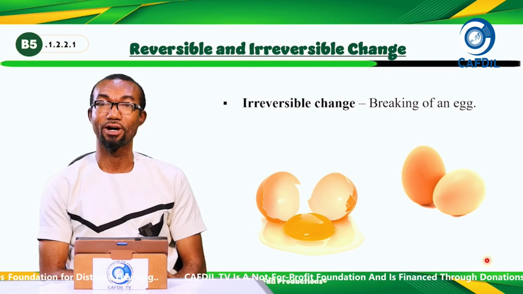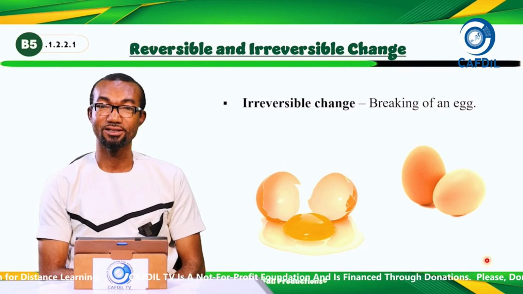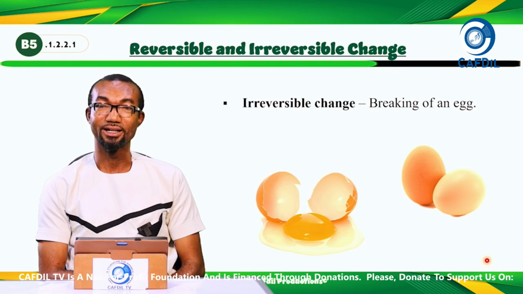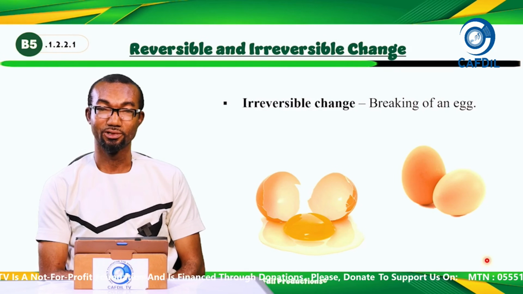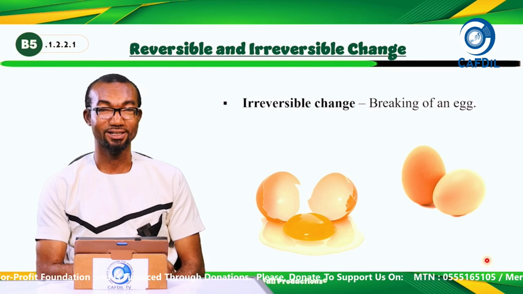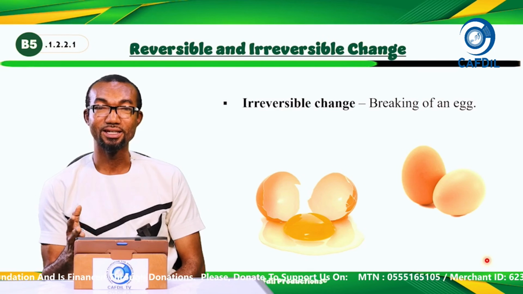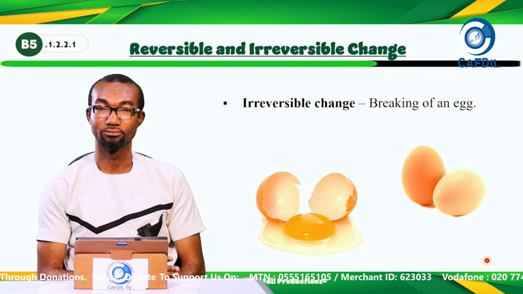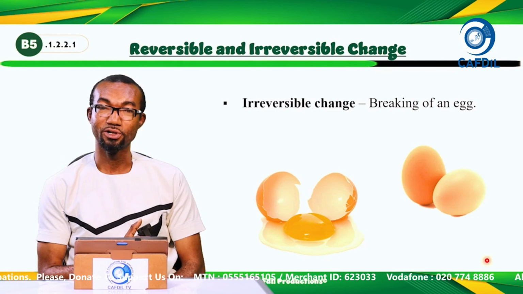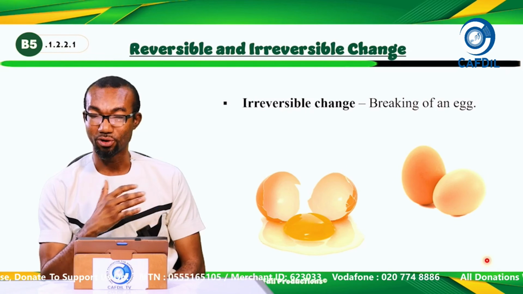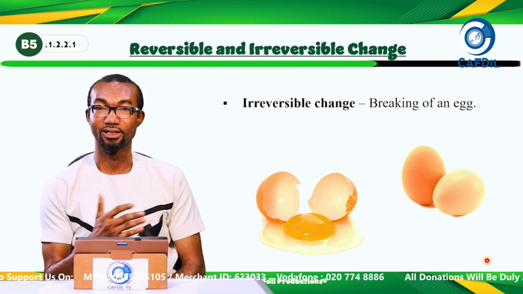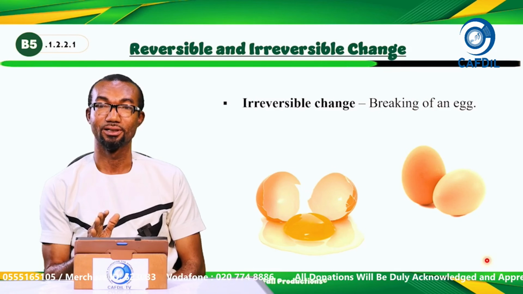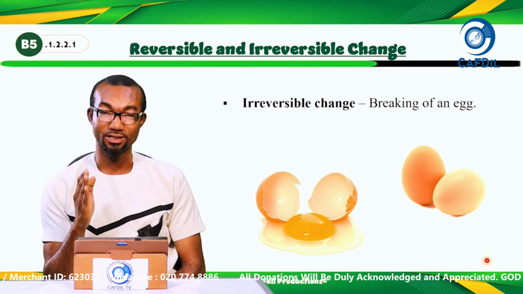Breaking of an egg. If your mom sent you to go and buy eggs and then you break them, why do you cry? Because there is no way you can change it back to its original form. It's spoiled. If your mom is going to boil the egg, it can't be boiled again because the egg is broken. So breaking an egg is an irreversible change.